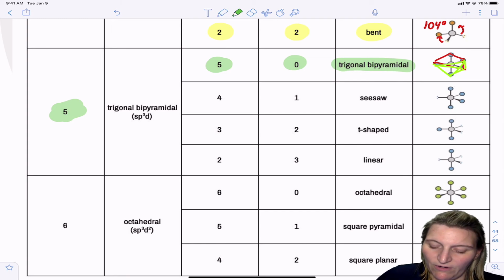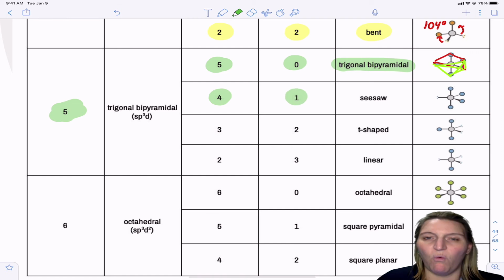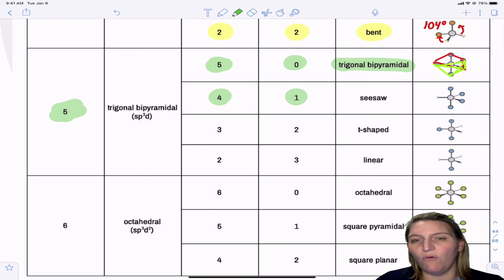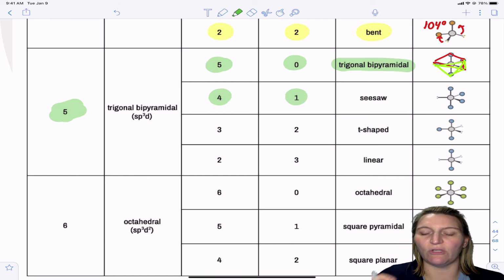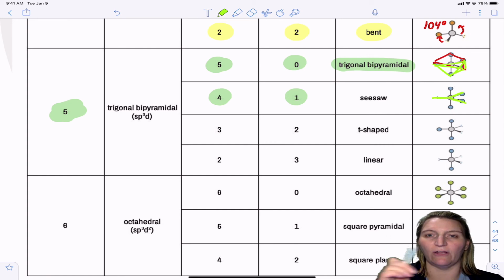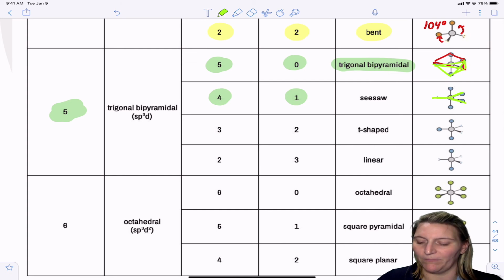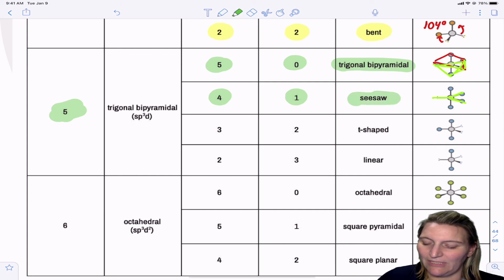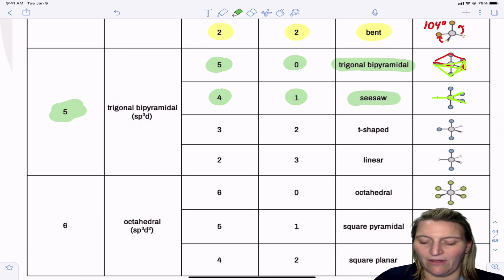If there's 4 bonds and 1 lone pair, the lone pair always forms on what's called the equatorial position. The equatorial position would be one of these 3 atoms, because if you think of it like a globe, these would be on the equator. The name of that shape is seesaw. You will see in real life when we look at these in 3D that it does look like a seesaw.